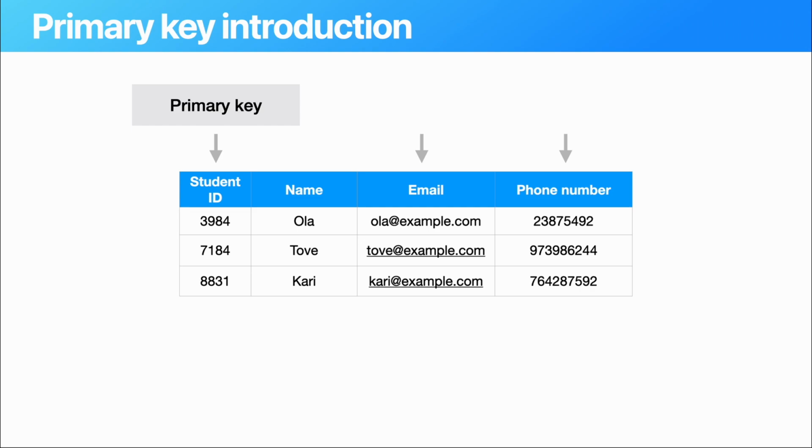So in our case, the primary key in this table is student ID because each student has a separate student ID, like a unique ID. So each student has its own unique identifier. So for Ola, 3984 is the primary key, like 3984 is its unique identifier. Another student cannot have the same ID, that is 3984. The same thing for the second one, that is Tove. 7184 is particular to the second student. So another student cannot have the same ID. The one which you're going to use as a unique identifier is going to be the primary key.